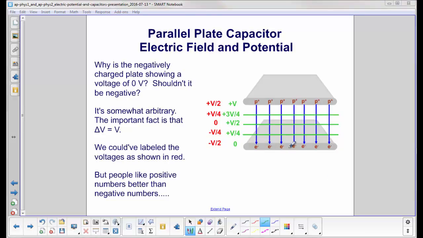Why did we show the negatively charged plate with a voltage of 0 and not some negative number? Well, actually it's somewhat arbitrary. The important fact is that the difference in voltage here, delta V, is equal to the voltage supplied by the battery. We could have labeled the voltages as shown over here. We could have started at negative V over 2 at the negative plate, negative V over 4, 0, plus V over 4, plus V over 2. We still have the linear progression, and we also have the higher voltage at the positively charged plate and at the kind of the origin of the electric field vectors. The voltage gets smaller as you follow the electric field. Probably because people like positive numbers better than negative numbers, so we showed it like this. But the other way also would have worked.